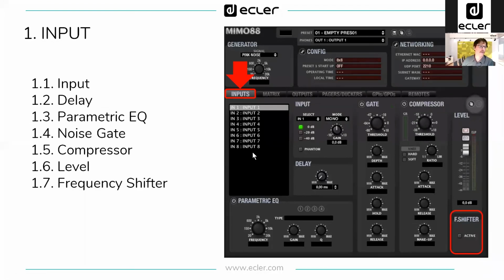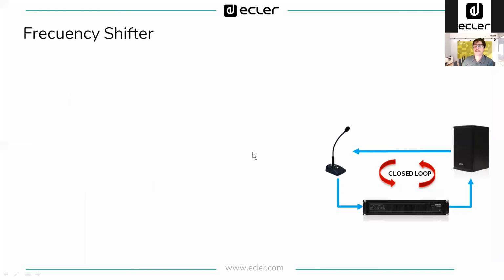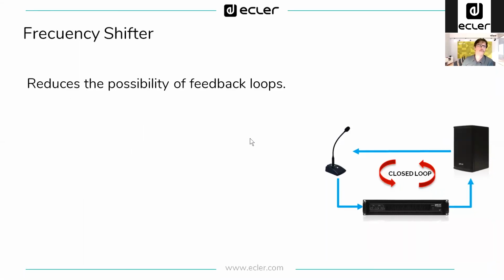And finally, the frequency shifter. The frequency shifter is a tool to reduce the possibility of feedback. You know that feedback is just frequency that gets into the microphone, it is amplified, and then the loudspeaker takes this signal and it gets again onto the microphone and it's amplified, and then we get a tone.